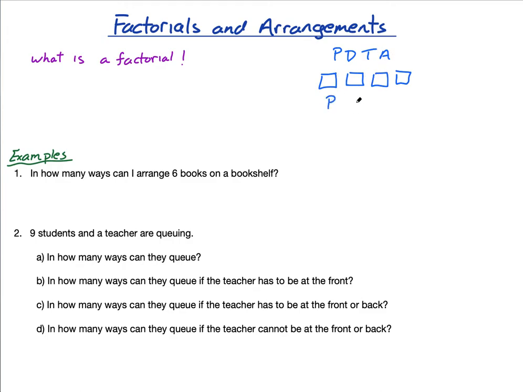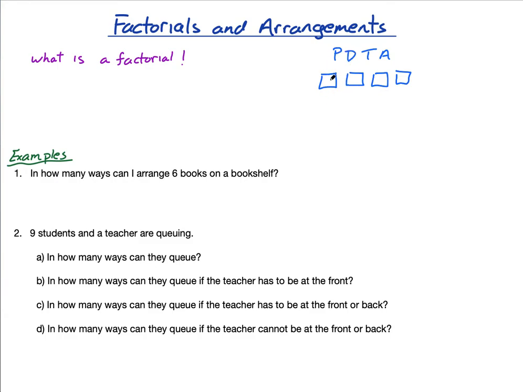So I've got a Paul at the front. So let's do my P, D, T, A, fine. Then I could do P, D, A, T. Then I could do P, T, D, A, and then, okay, I want to stop. This is taking too long. Surely there is a faster and better way to do it. So this is how we do it.